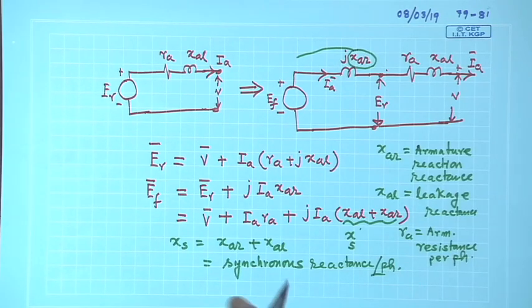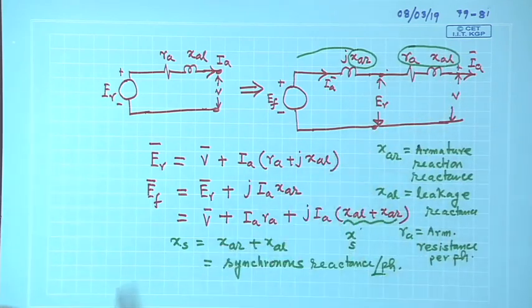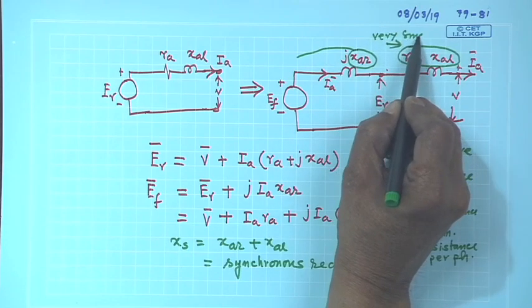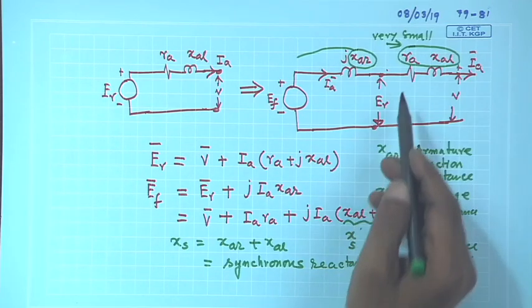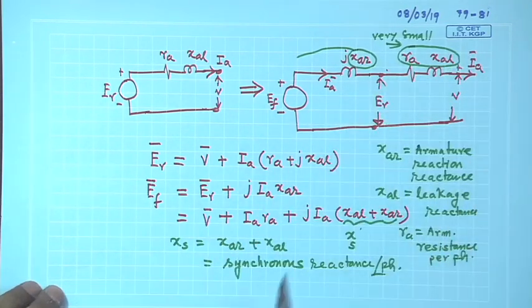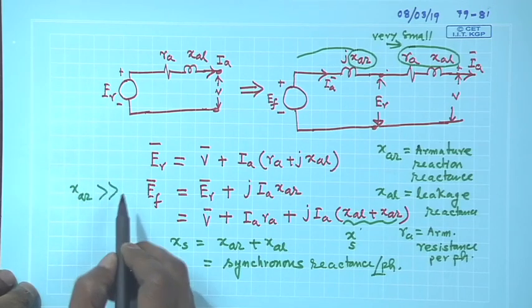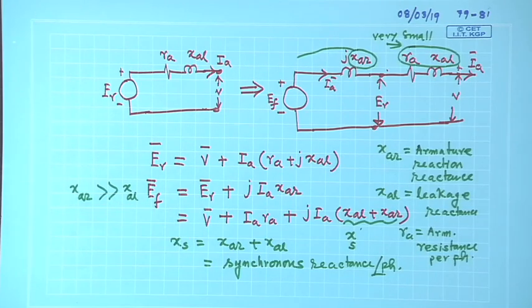Now, here one must understand that R A and X L, the armature resistance per phase and leakage reactance per phase, are always very small, like the internal resistance of a battery or things like that. So, these are small, but this X A R is quite high. X A R is many times higher than your X L.